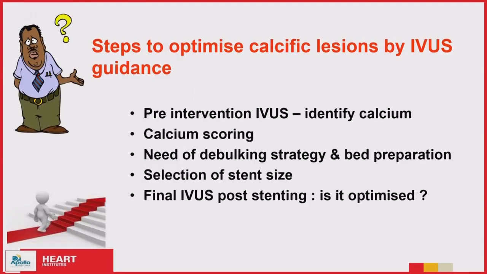Now, what are the steps to optimize a calcific lesion by IVUS? There are 5 steps. First, do a pre-intervention IVUS. Do a calcium scoring, strategize your debulking strategy, select your stent size, and do a final IVUS. So 2 runs of IVUS are more than enough.